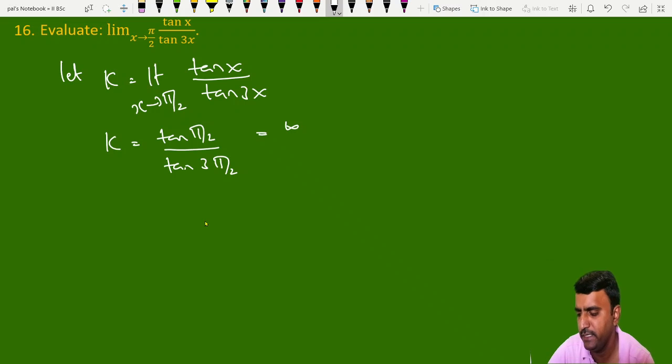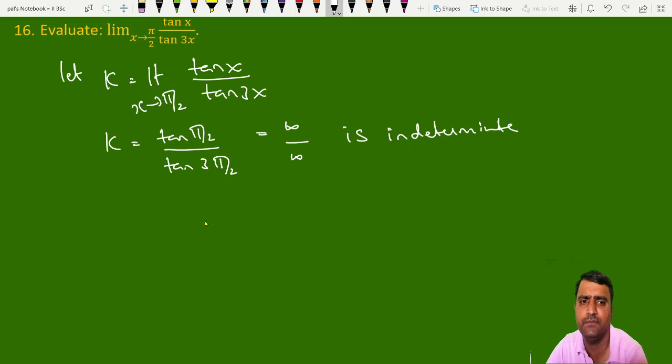As all of you know, tan 90 is infinity. Tan 270 degree is also infinity. Or you can write it as tan 180 plus 90. 180 plus is in the third quadrant where tan is positive, so it is also tan 90. Tan 90 is equal to infinity, which is indeterminate. If it takes an indeterminate form, then apply L'Hospital's rule.